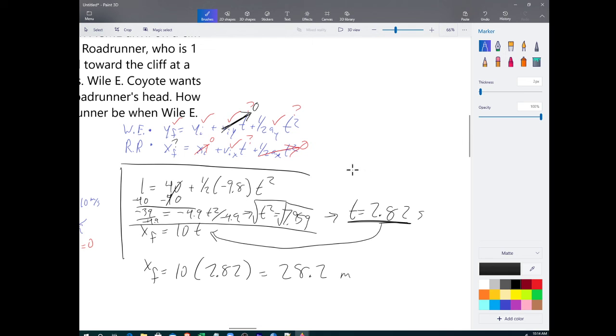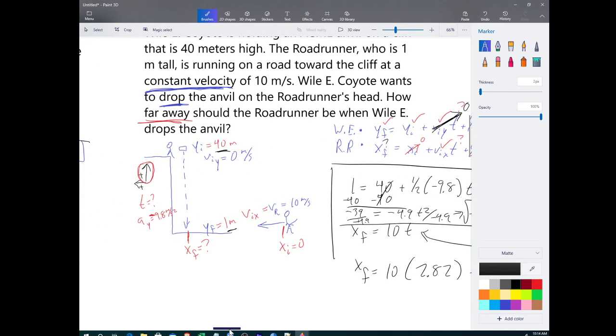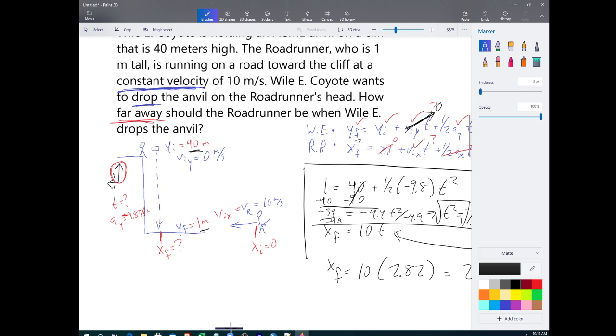So, in other words, Wile E. Coyote, and this is going to be one of the hardest things to eyeball, but he wants to watch for when the Roadrunner is 28.2 meters away from where the anvil is going to drop. And he should be able to hit the Roadrunner on the head.